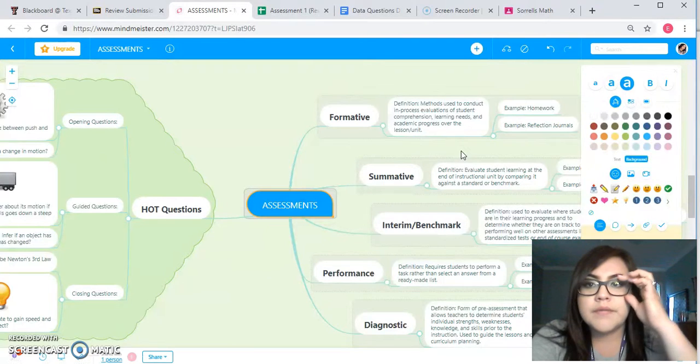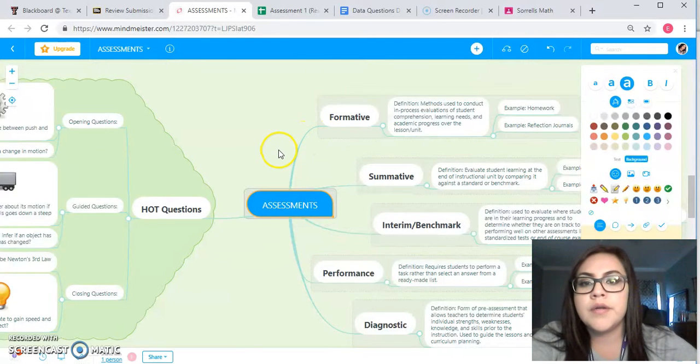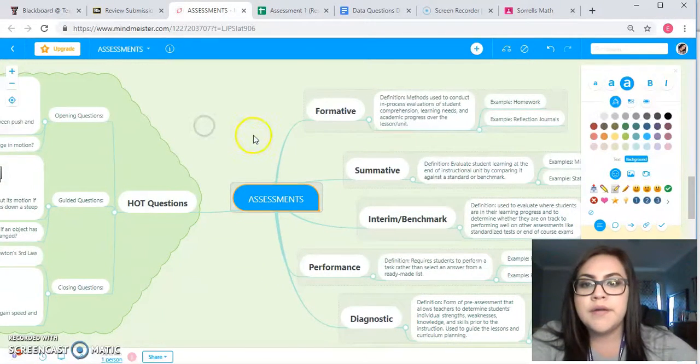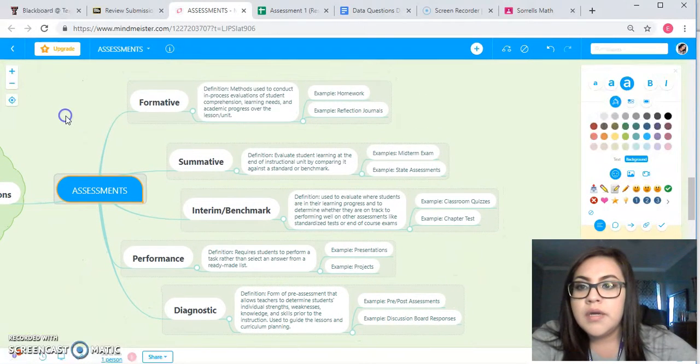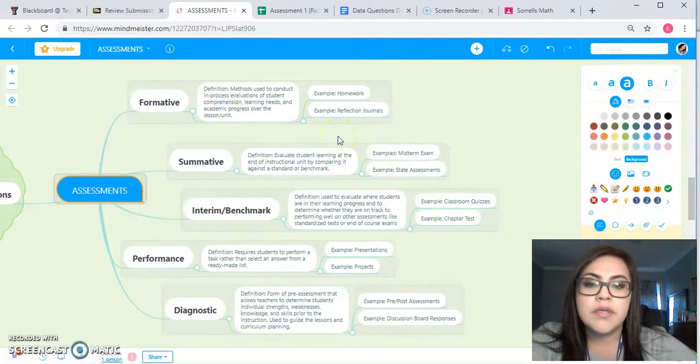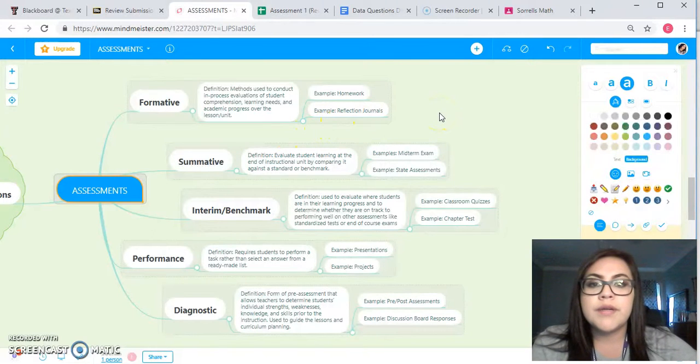Okay, so here I was to create a mind map over the different forms of assessments. You can see it all. I have formative, summative, interim, benchmark, performance, and diagnostic. We had to put definitions for each one and two examples for each one. For formative, the definition is methods used to conduct and process evaluations of student comprehension, learning needs, and academic progress over the lesson/unit. My two examples were homework and reflection journals.